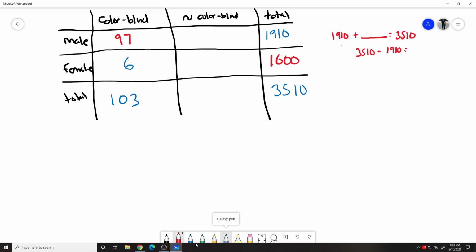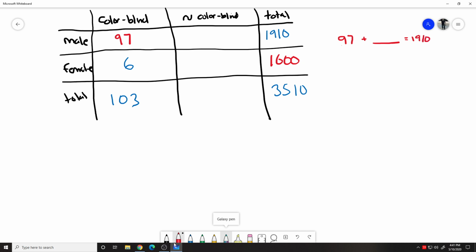Okay? All right. Where else can we fill in? Well, all the not colorblind people. If you look at that column of not colorblind people, you'll see that on either side we have 2 numbers in each one. So we'll just fill in each one. Let's start with the one on the top. Let's look at the top row. So I'm looking at the top row now. And I know that 97 males plus some unknown number of not colorblind males gave me a total of 1,910.